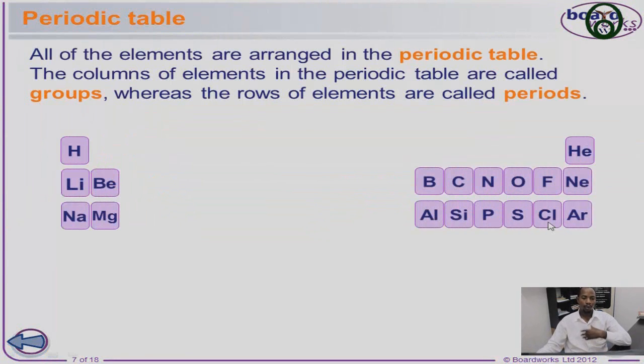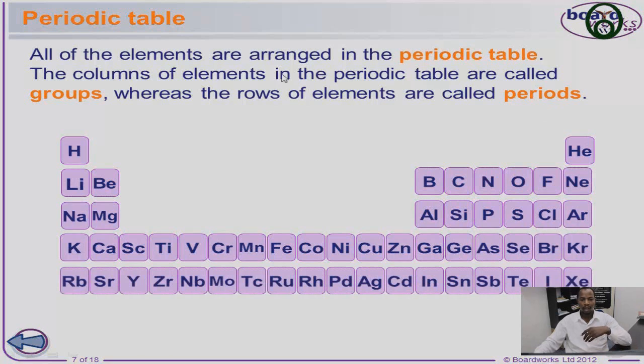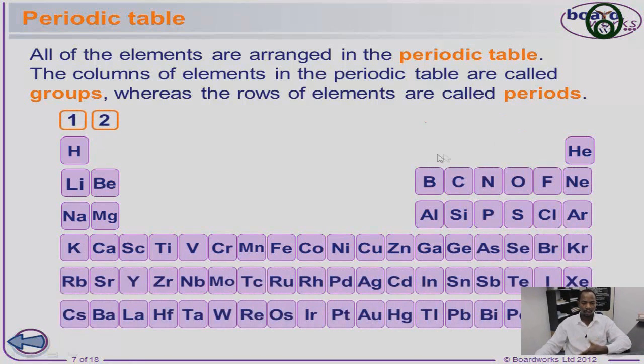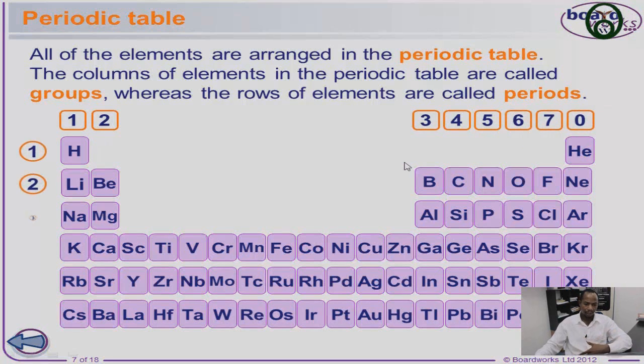Now, the periodic table is a table that shows the list of all the elements and how they've been arranged in rows and in columns. The arrangements in rows we call the periods, and the vertical arrangements we call the columns. The row arrangement means the horizontal arrangement, like this.